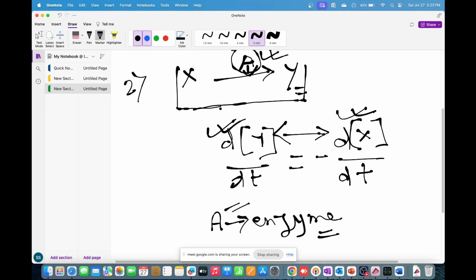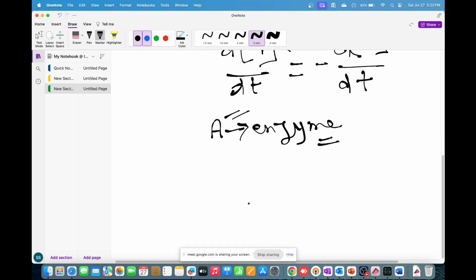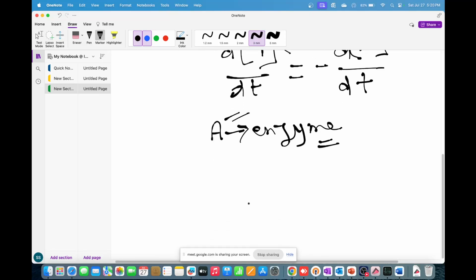If you compare the initial and after the completion of the reaction, the concentration of A will remain the same, because A is an enzyme. That's the biochemical property of an enzyme. Okay.